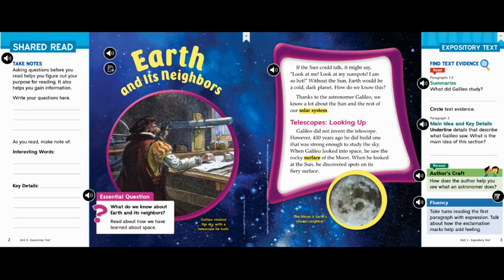The title of our shared read is Earth and Its Neighbors. Let's take a listen to the summaries in English and then in Spanish so that we can get an idea of what this shared read is going to be about.